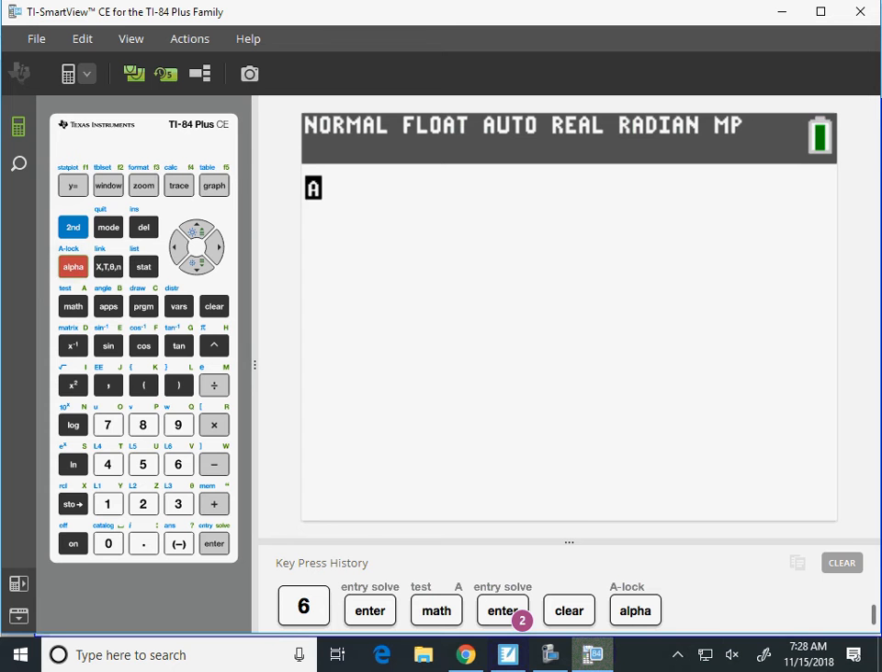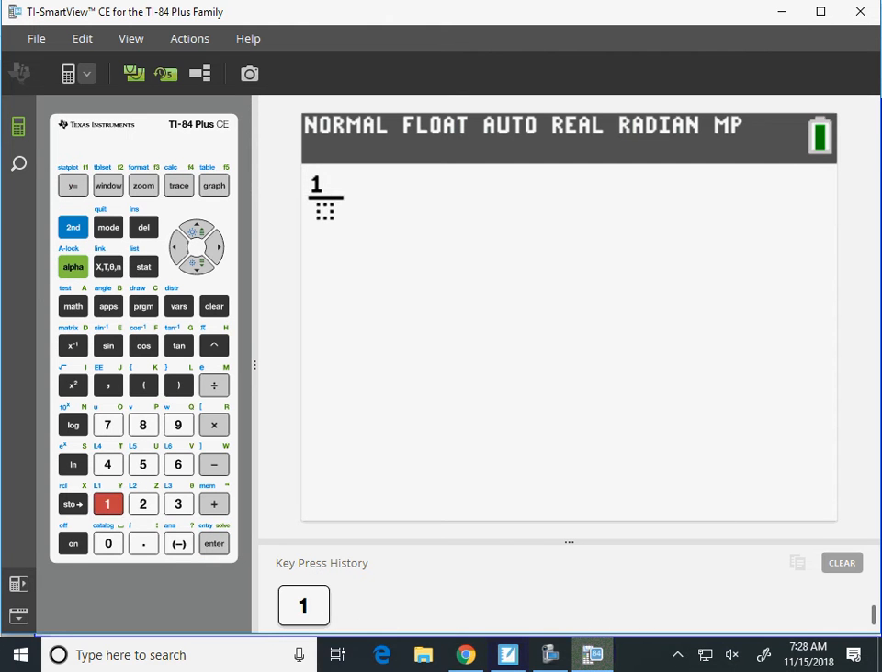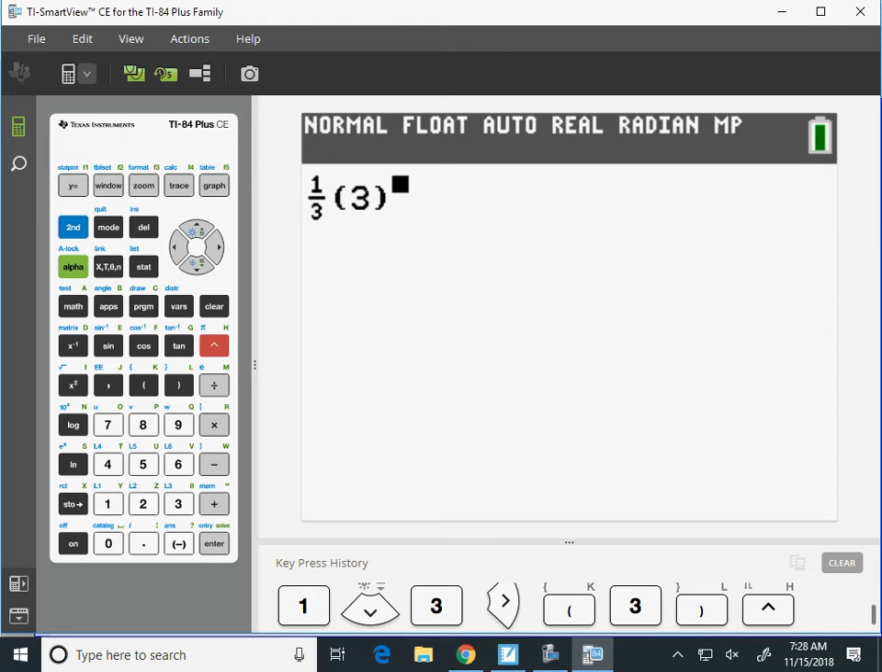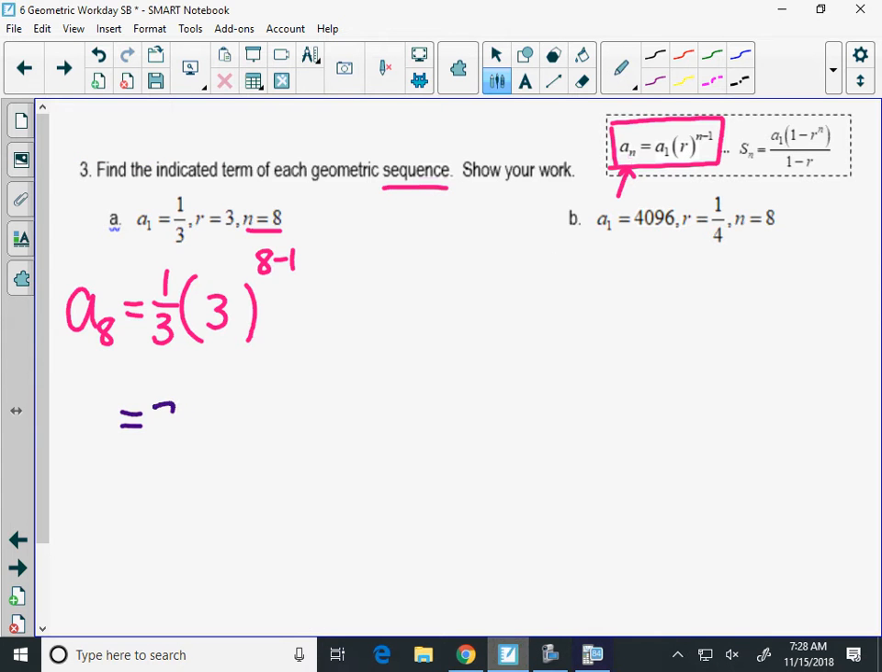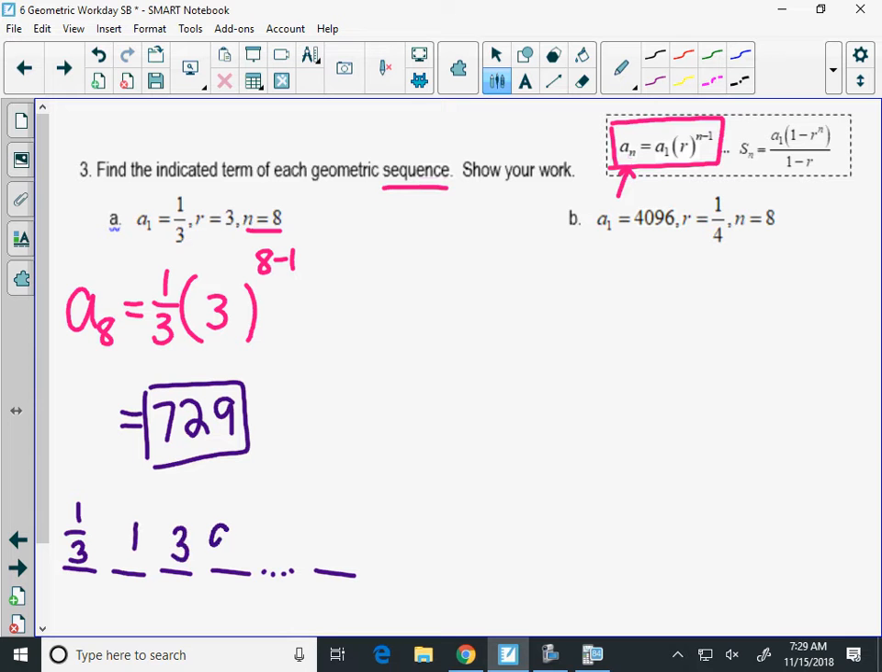So you'll come to your calculator, you'll make the fraction 1/3 times 3 to the 8 minus 1 power. And you get 729. Now what that tells you is that if you listed out 8 terms of this pattern, 1, 2, 3, 4, all the way up to term 8, you would start at 1/3, multiply by 3 and get 1, then 3, then 9, all the way up until you get to the 8th term, which is 729. That's what you're finding here.